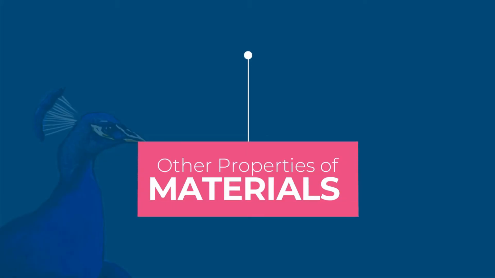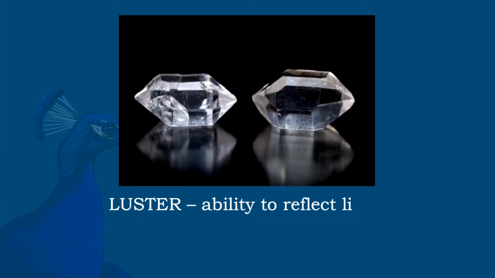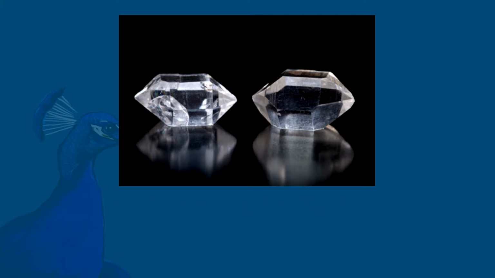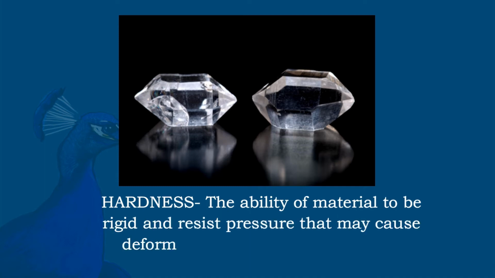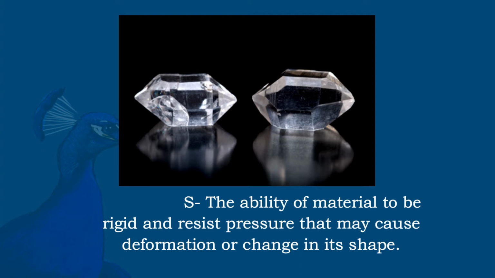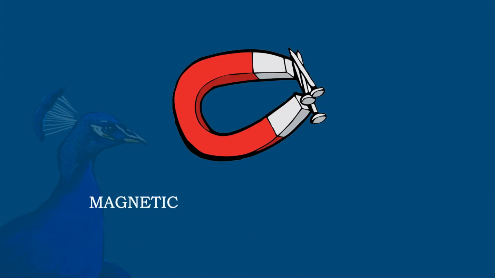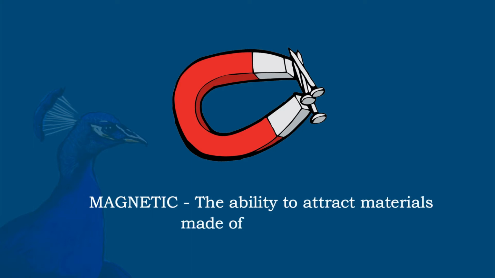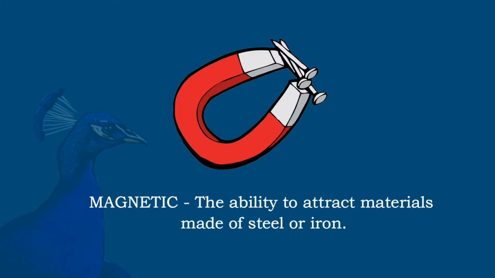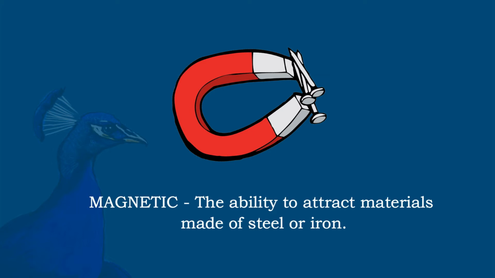Other properties of materials are luster. Luster is the ability to reflect light. Example is the diamond. Another is hardness. It is the ability of material to be rigid and resist pressure that may cause deformation or change in its shape. And the last one is magnetic. It is the ability to attract materials made of steel or iron.